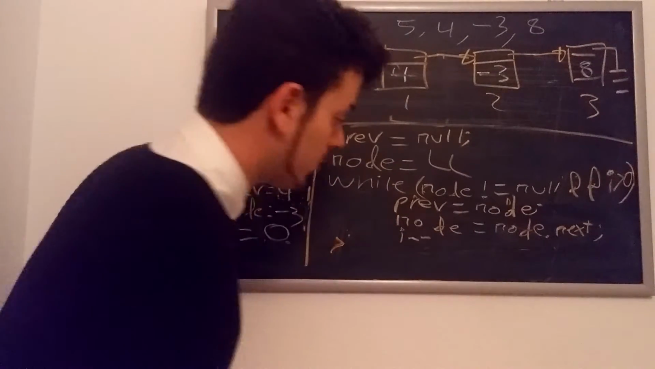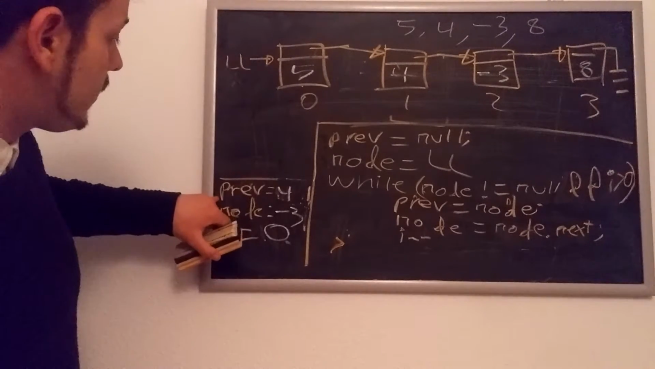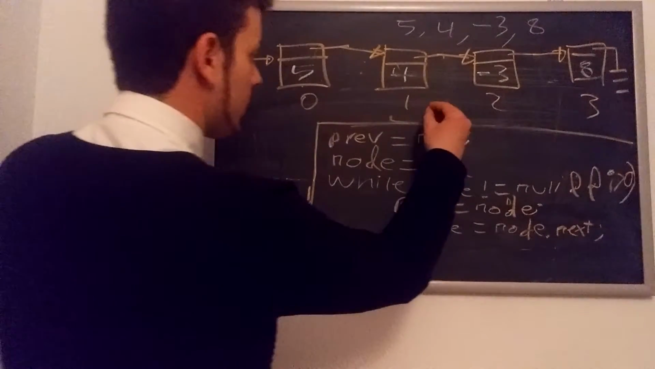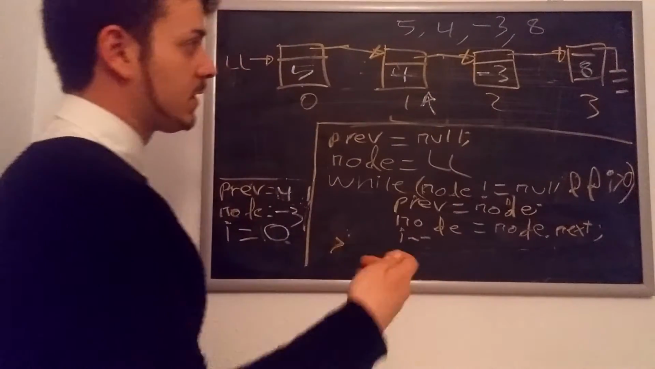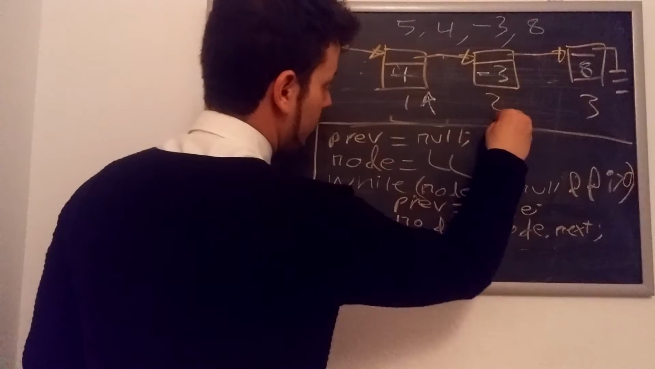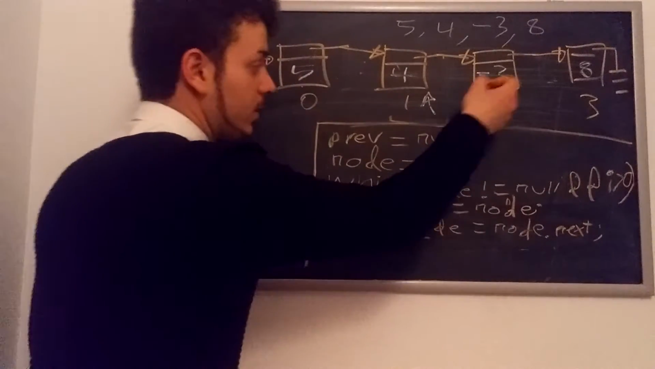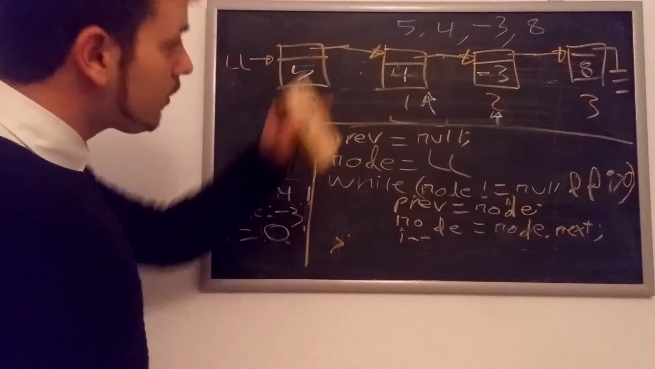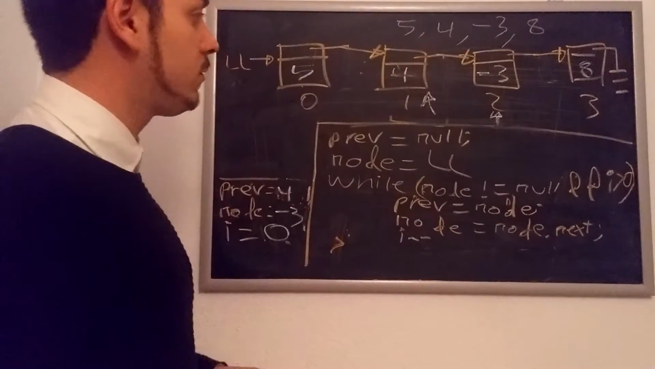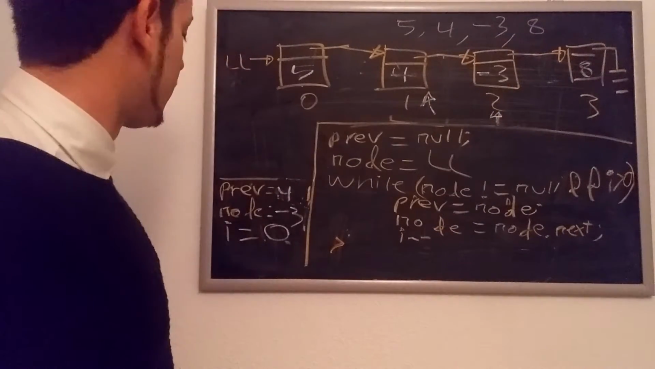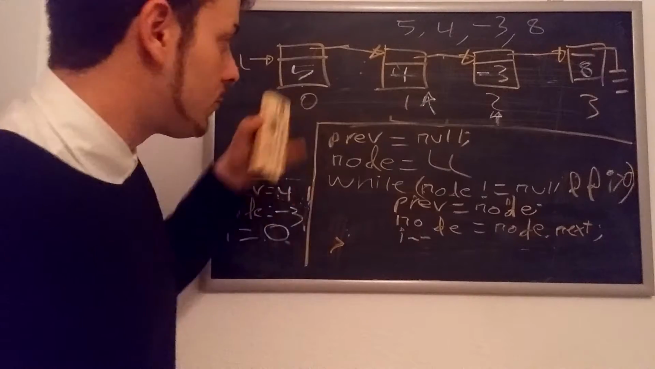So in what condition are we now? Well, we have prev pointing to the element that is previous to the element that we want to delete. We want to delete this one right here. And of course, node is pointing to the node that we want to delete. So how do we delete a node from a linked list? We now have the pointer to the previous one and the pointer to the current one. How do we delete this one, the current node?